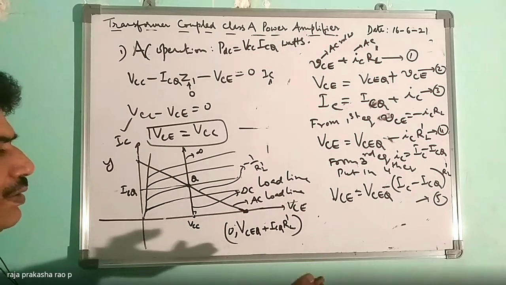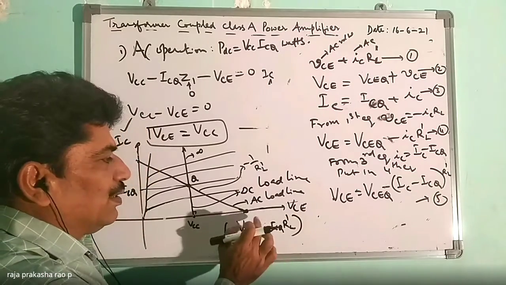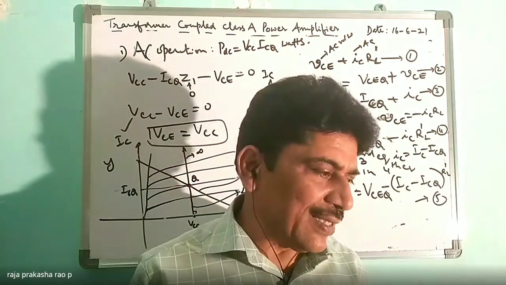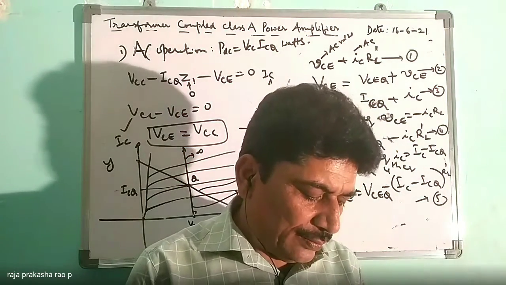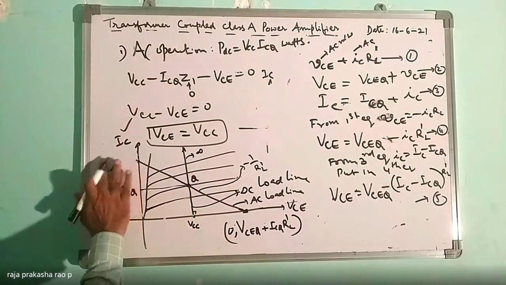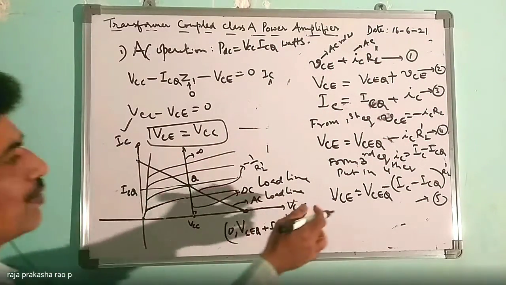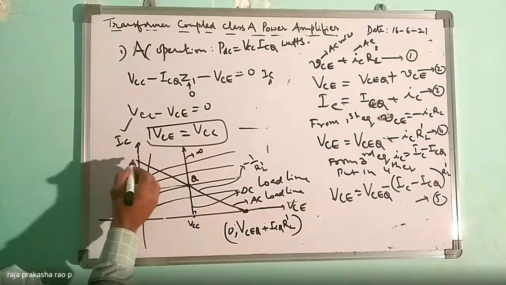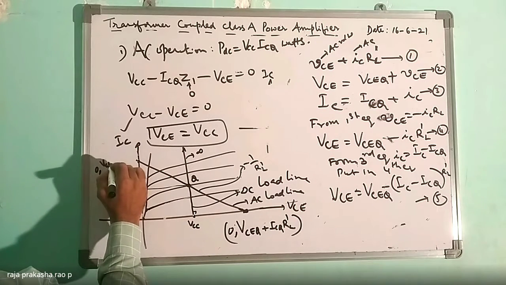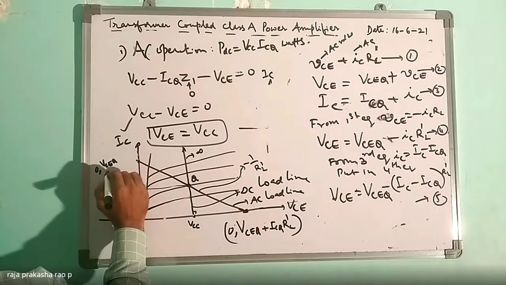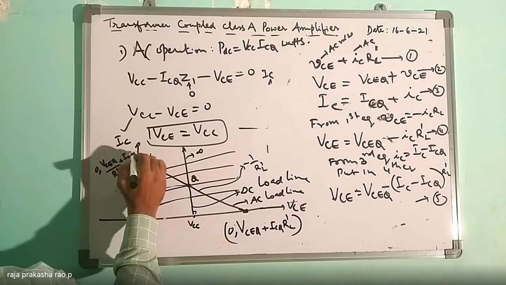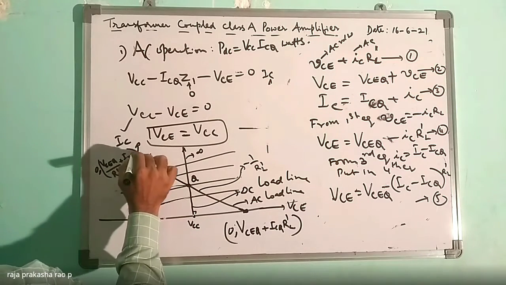Even if we keep on increasing this VCE, no current will flow in the cutoff region, right? Then what about this point? Putting VCE equal to 0, you will get the point 0 comma ICQ plus VCEQ by RL dash. This is the maximum current.